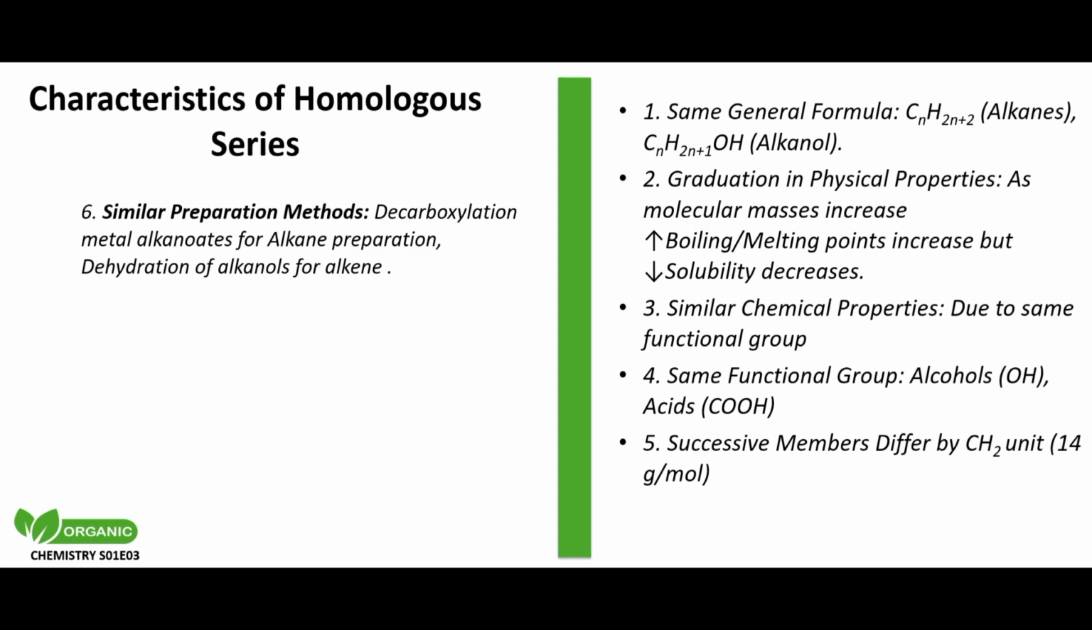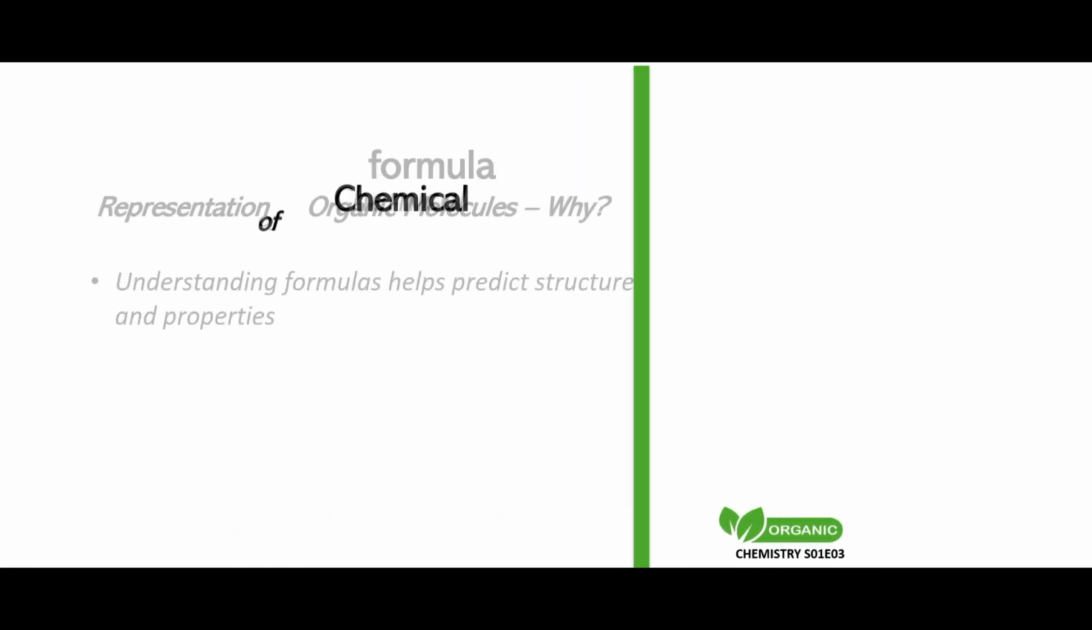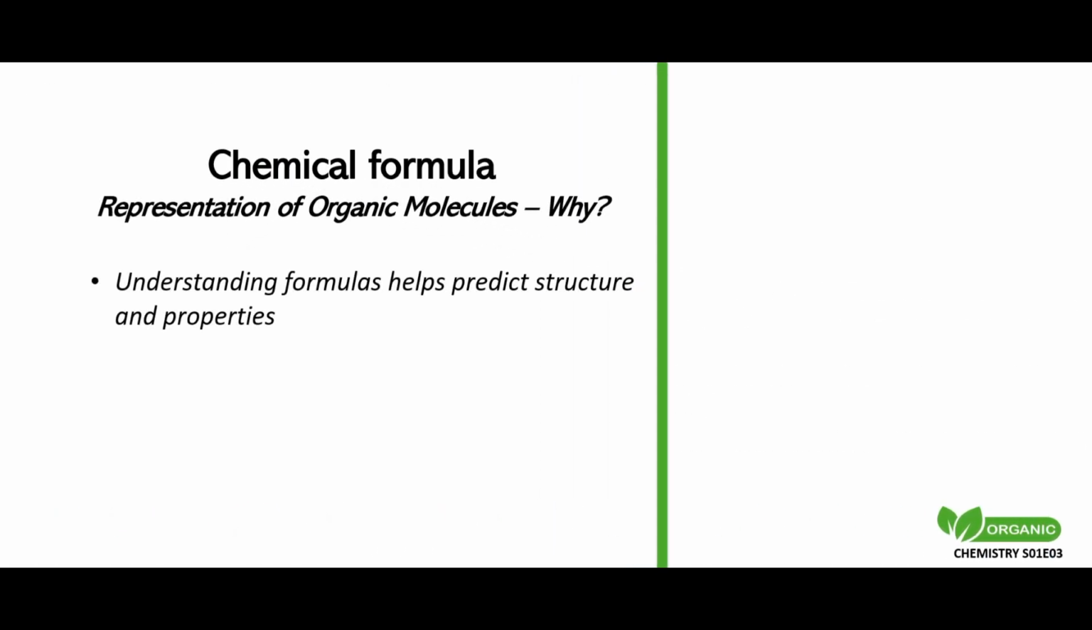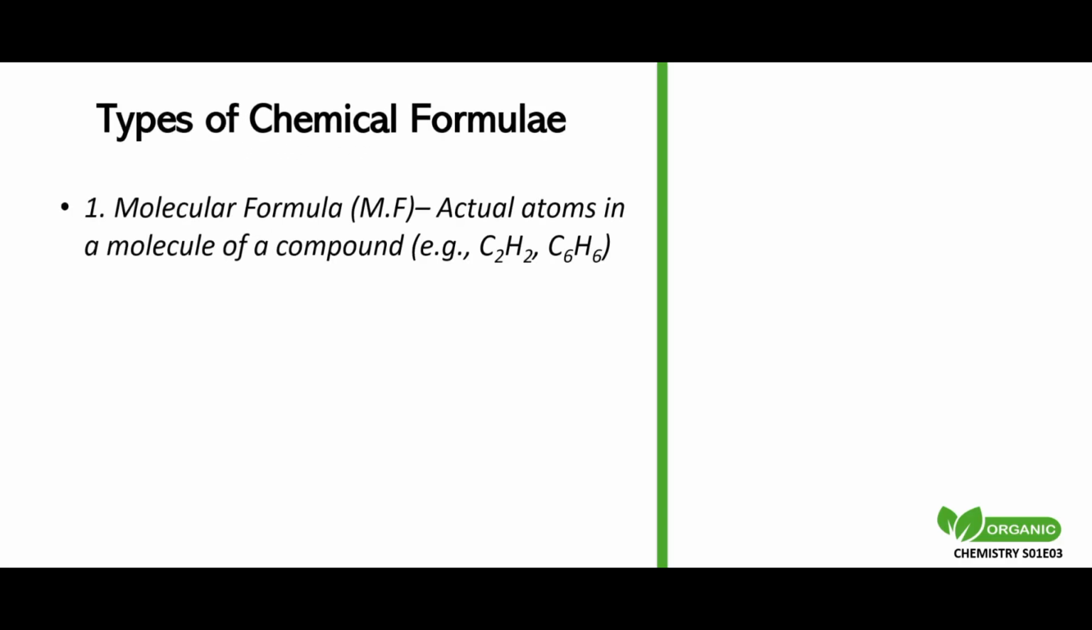The second is the chemical formula. Representation of organic molecules. Just like words have different spellings, molecules can be represented in different ways. 1. Molecular formula. This shows the number of atoms present in a compound. Example C2H2 for ethyne, C6H6 for benzene. 2. Empirical formula.